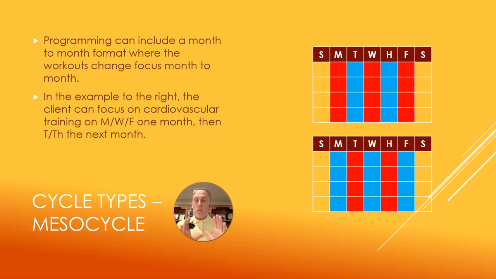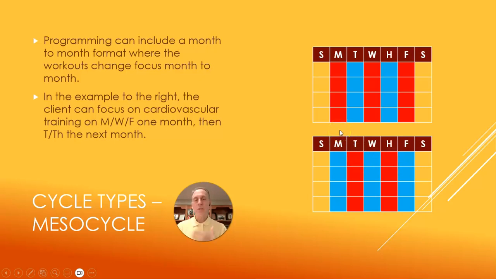These will be some of the simpler things you can do with a client in a generalized fitness environment. If we look at this, these are 2 different months we're comparing. One could be January, one could be February. For example, we have Monday, Wednesday, Friday in red. Here we have Tuesday, Thursday in red.